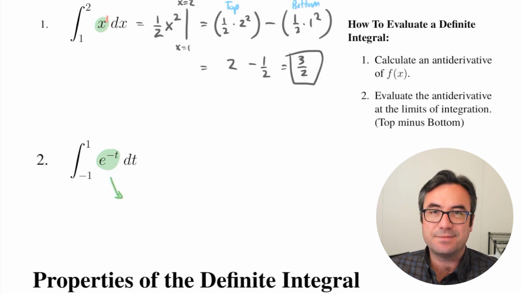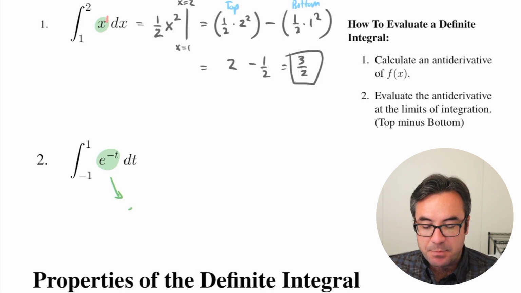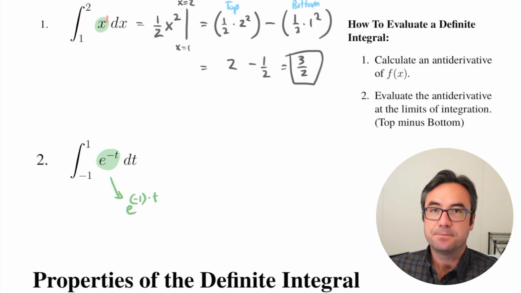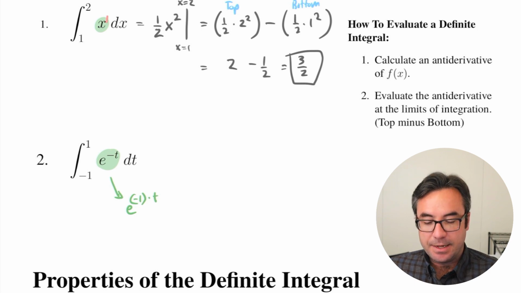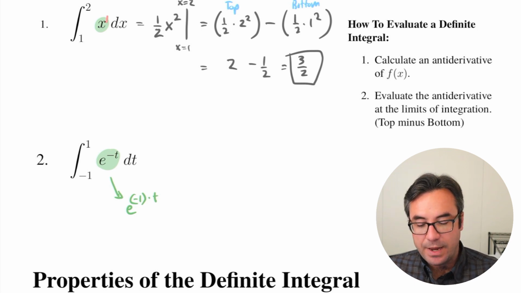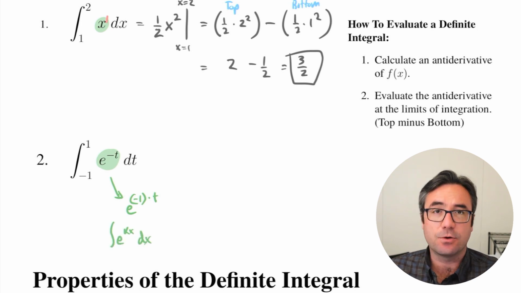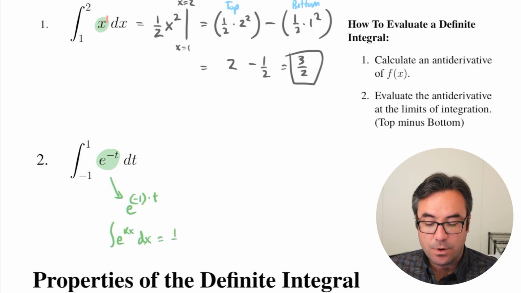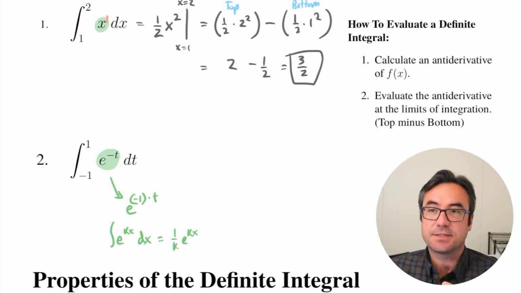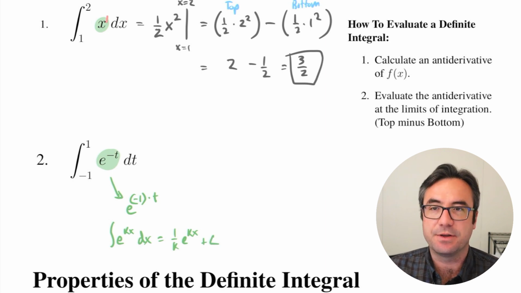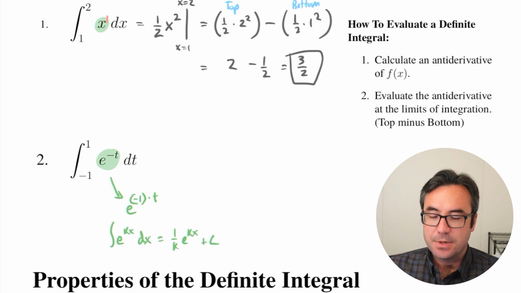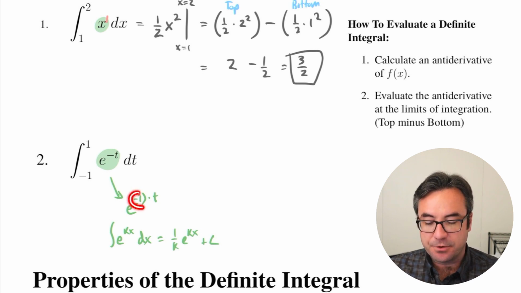And if you don't see it right away, it might be helpful to write this as e raised to the -1 times t. We had an exponential rule that said the integral of e to the kx dx is 1/k e to the kx, plus c when we're talking about just regular antiderivatives. So the k value for our particular function here is this -1.